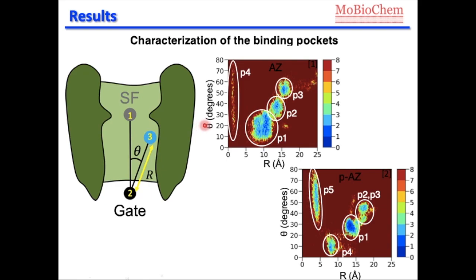For azobenzene, we see four distinct pockets, with the fourth one being the least visited, while for p-Diaminoazobenzene, we see five different pockets, with P1 being the one with the highest probability distribution.